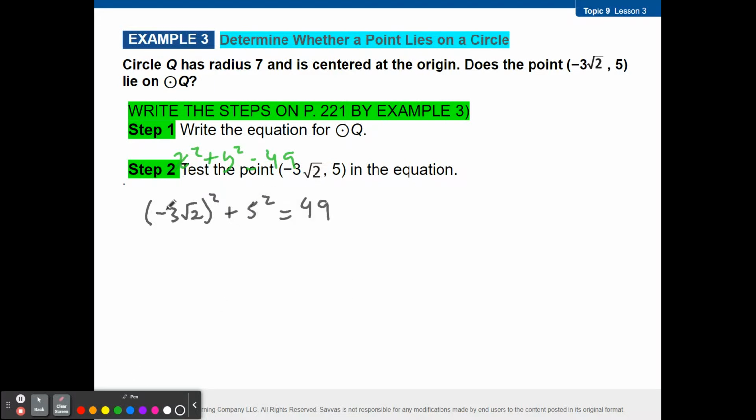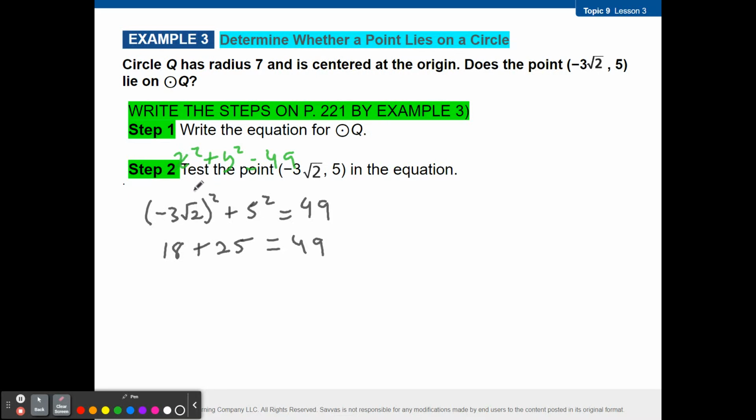So this becomes 9 times 2. Do you guys see that? If you forget the parentheses, the square in your calculator will only apply here, and it'll just multiply that by negative 3. So you get like negative 6. You don't want that. You're substituting something in, put parentheses around it, okay? So in this case, this will be 9 times 2, which leaves us with 18, plus 25 equals 49.